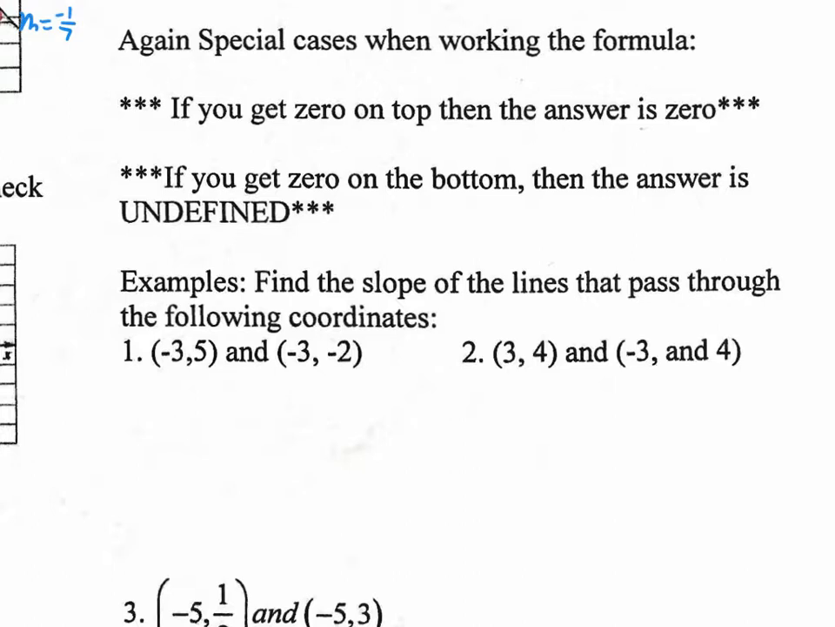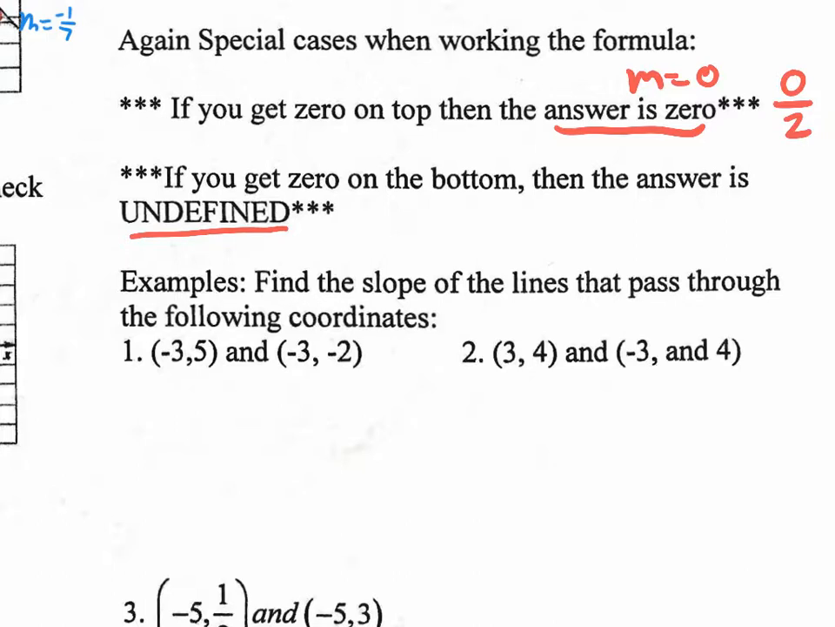So if you're working out the formula and you get a 0 on top, the answer is 0, okay? And that makes total sense mathematically. If you end up with this fraction, 0 over 2, 0 divided by 2, it's like, if I have nothing, that's 0. And if I divide nothing by 2, what is it? It's still nothing, right? So 0 divided by anything is still nothing. So when your 0's on top, the answer is 0. The m is 0. If you get 0 on the bottom, then the answer is undefined, okay?